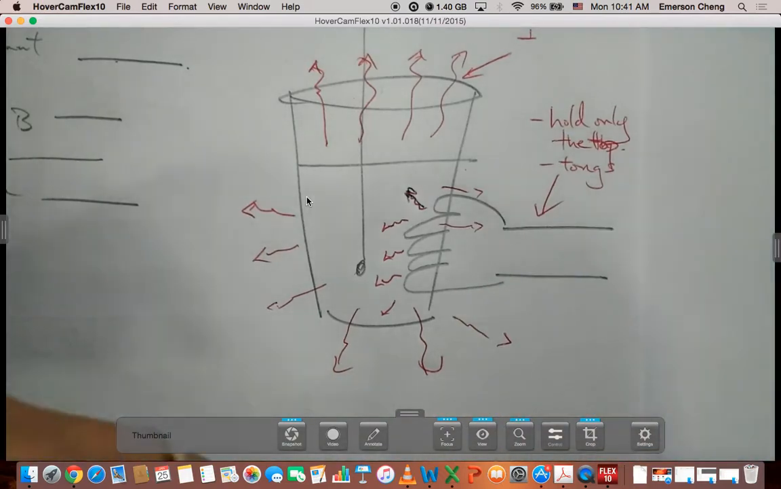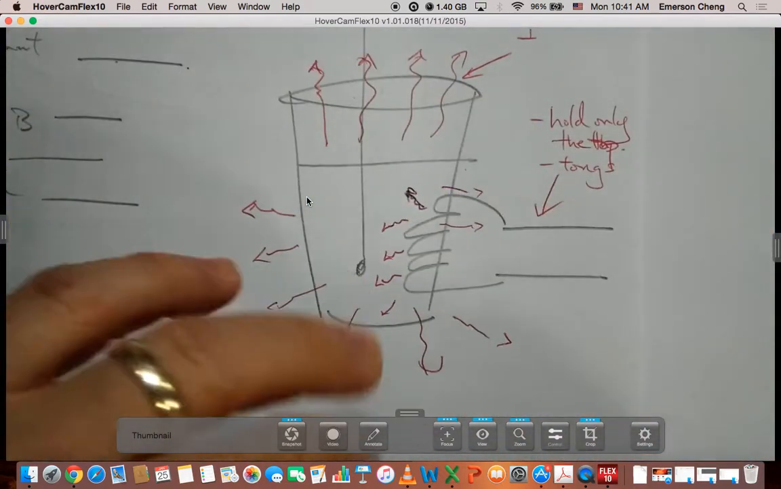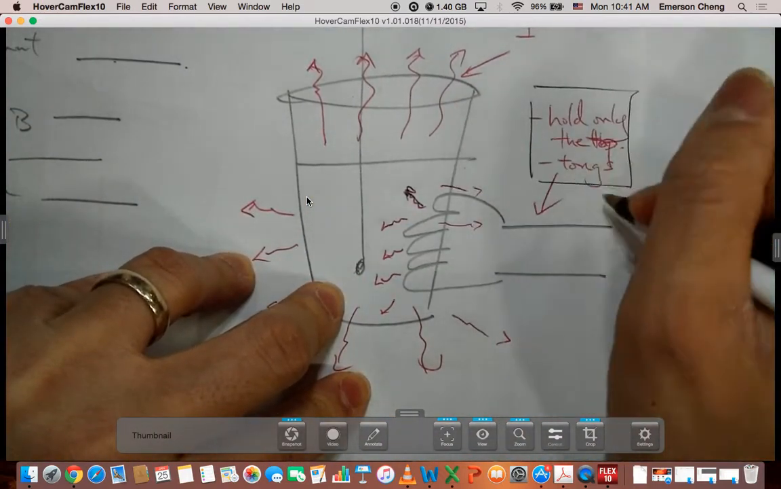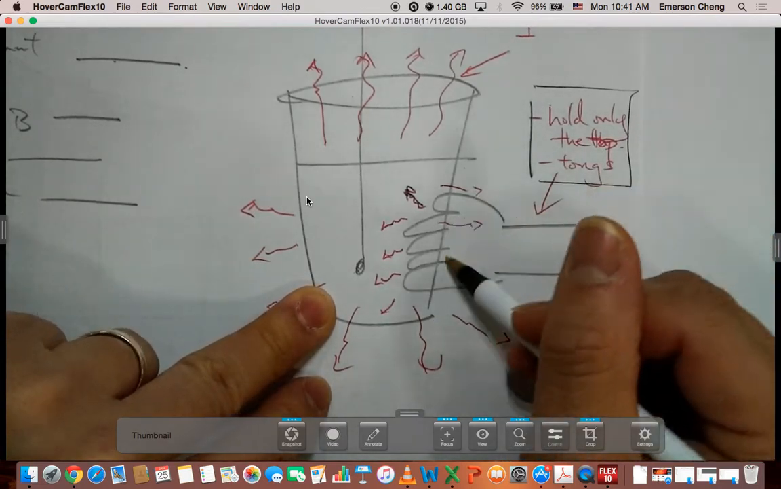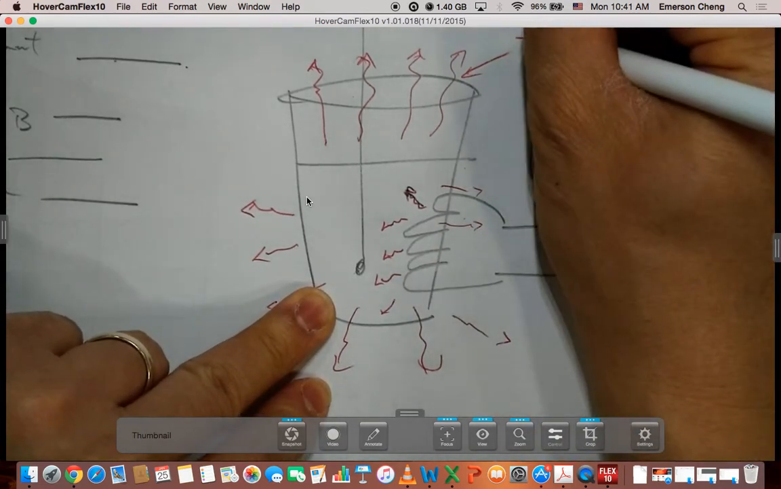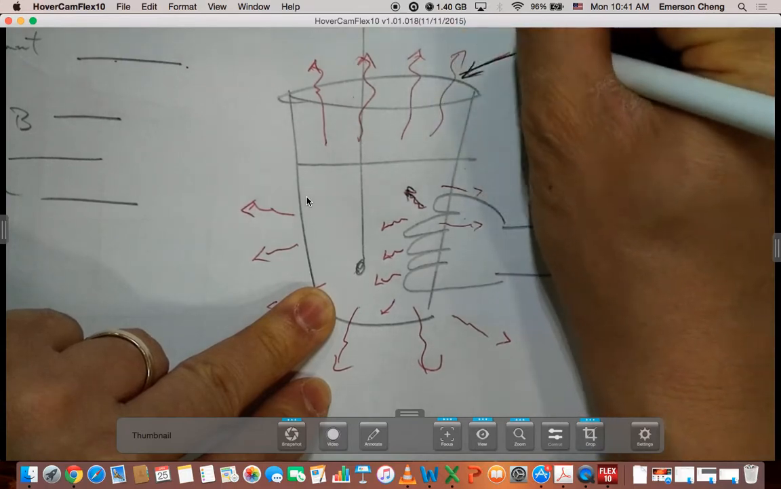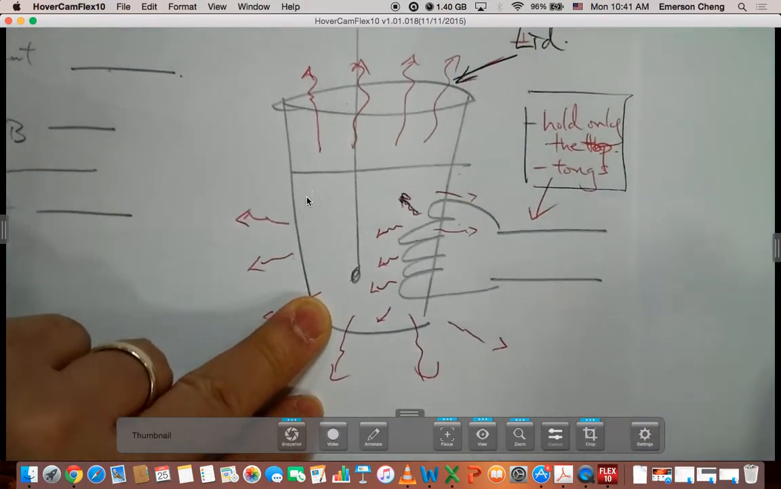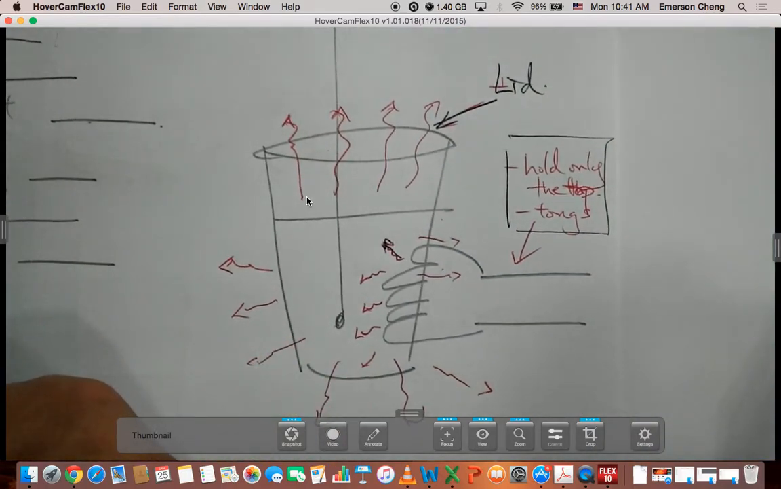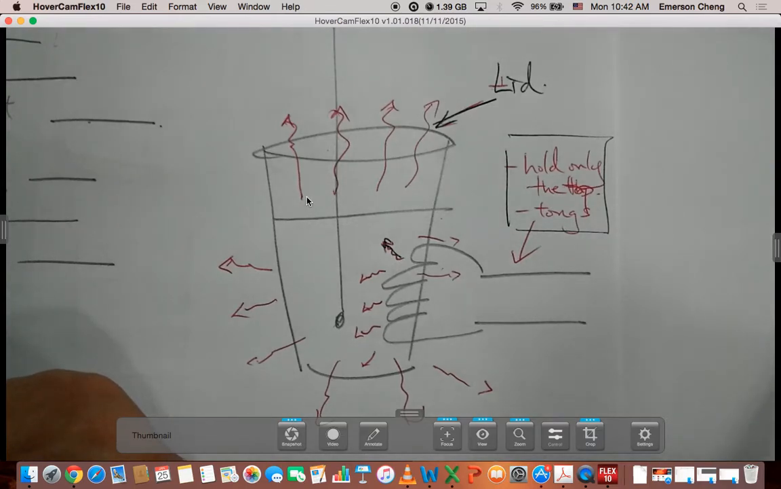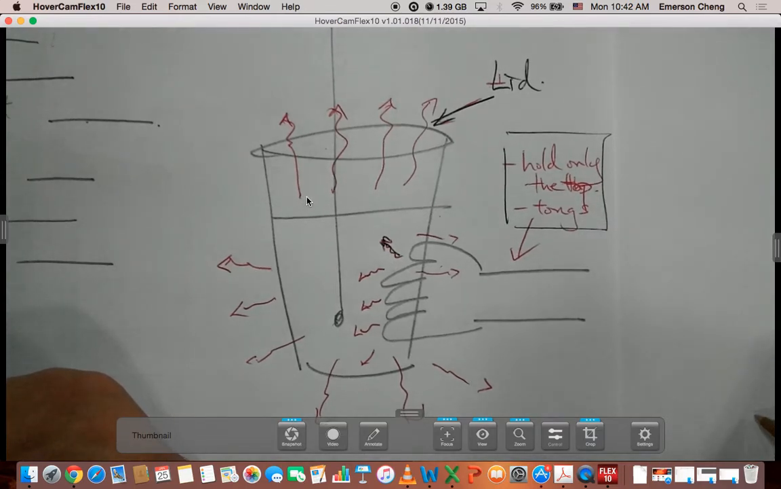So that's a realistic improvement in terms of the hand warming thing. So for a realistic improvement for this, you could say you can use a lid. What else can you do? Yes? Use a different cup that's made out of a stronger insulator material.